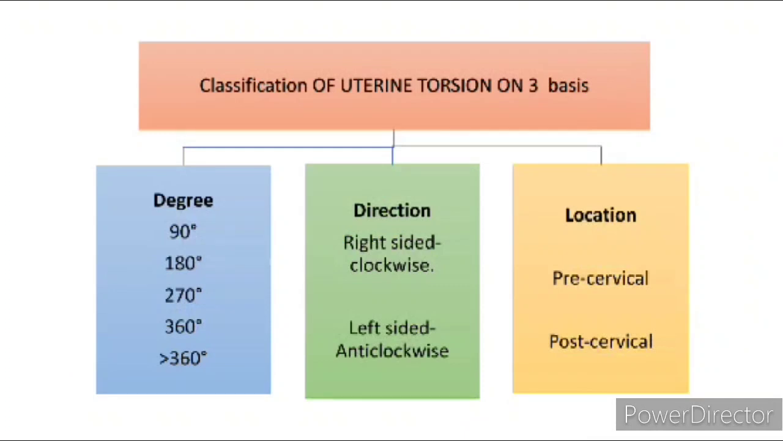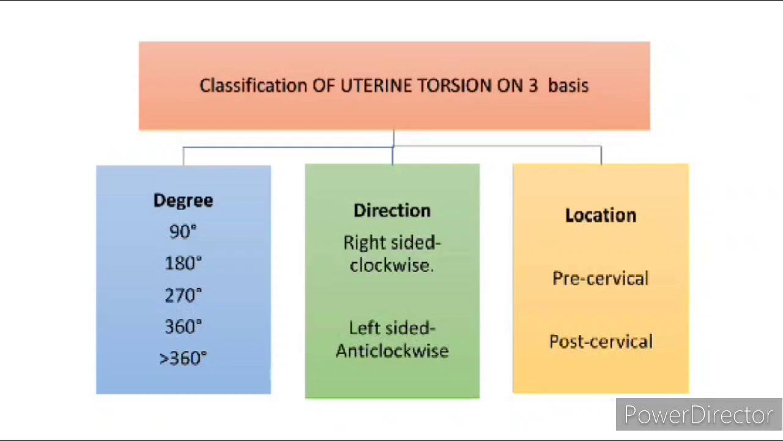then if we see the classification, it can be on the basis of degree, direction, and location. On the basis of degree, the torsion can be 90, 180, 270, 360 degrees, or more. On the basis of direction, it can be right sided or left sided. Here one thing to note is that right sided uterine torsion is more common. Why? Because most of the left side is occupied by the rumen, so there is more space on the right side, so the chances are more. Also, post cervical torsion is more common as compared to pre cervical.